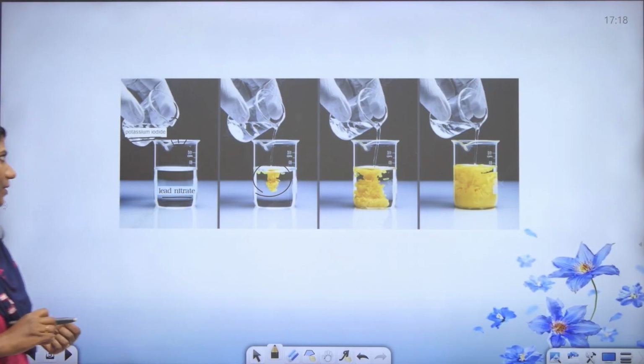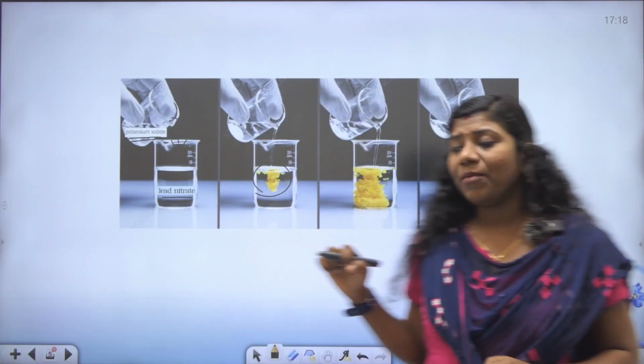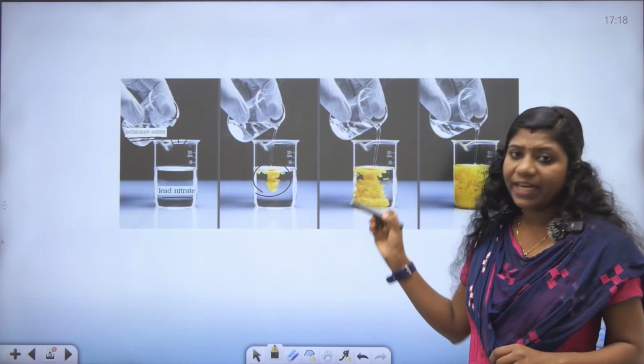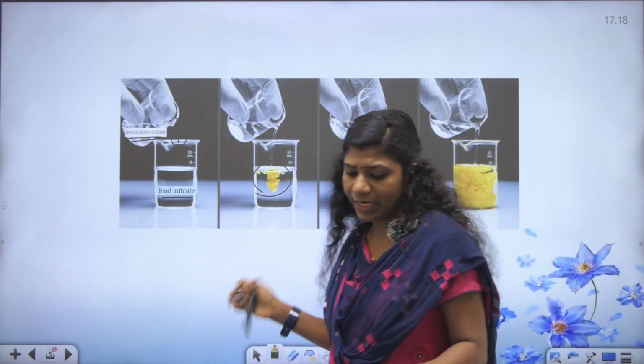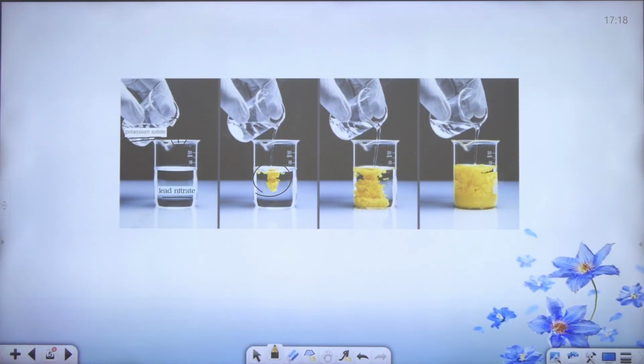A yellow colored precipitate means a new product is formed. So this reaction is also a chemical reaction. Potassium iodide reacts with the lead nitrate solution. A yellow precipitate is formed. That yellow precipitate is a new product, so the reaction is a chemical reaction. The yellow precipitate is lead iodide.